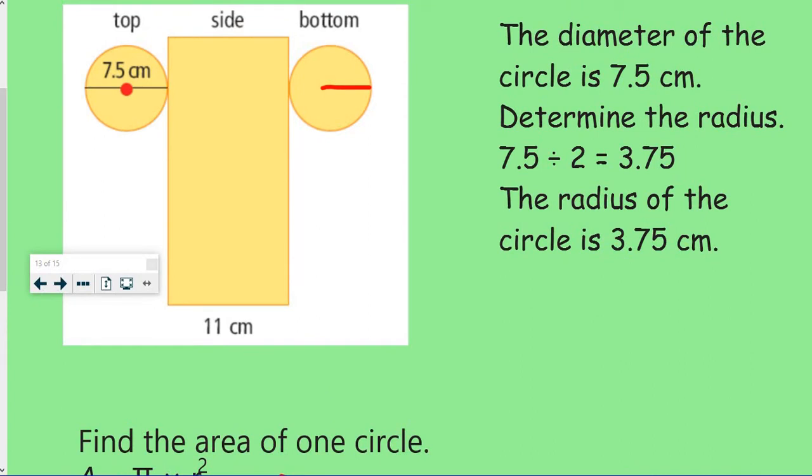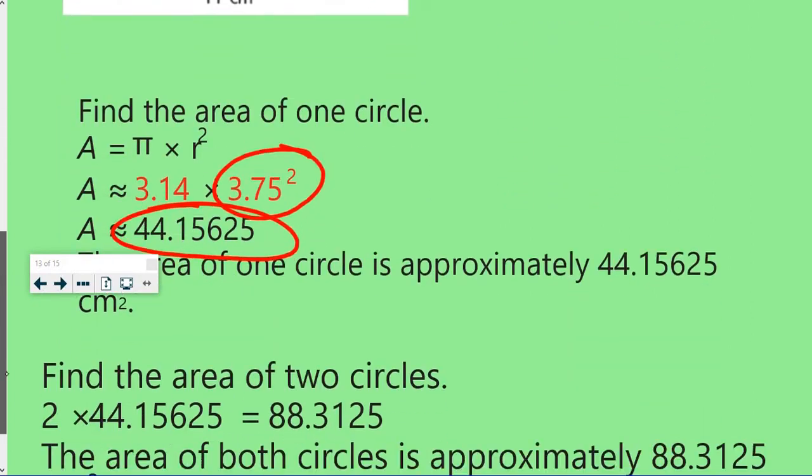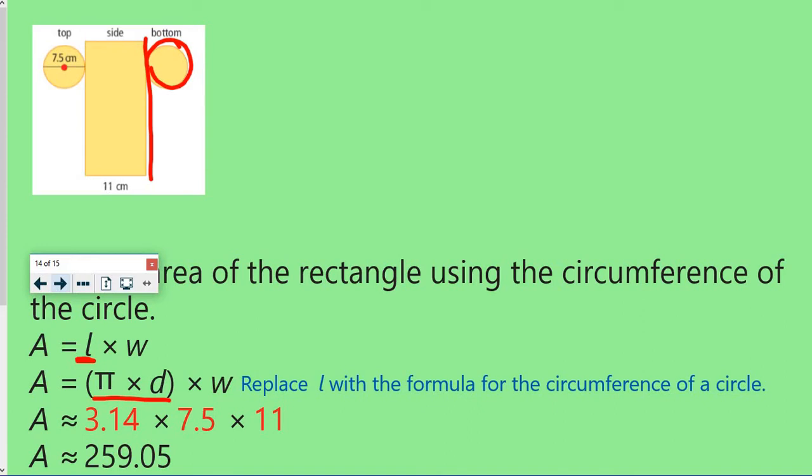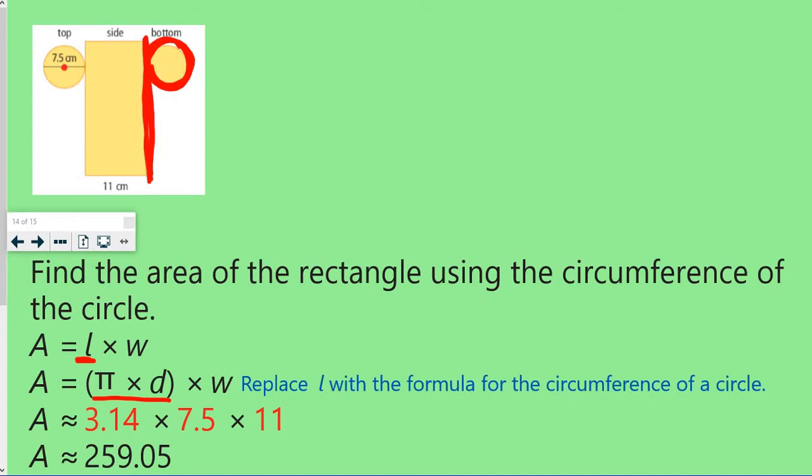Because when we go back up, we have two circles. So we take that area and we times it by 2 to find both of these circles. So the area of two circles is 88.3125. Now, the circumference of this circle right here is the same length as this rectangle, because it has to roll along and fit to that circle, so the circumference must be equal to the length of that rectangle.